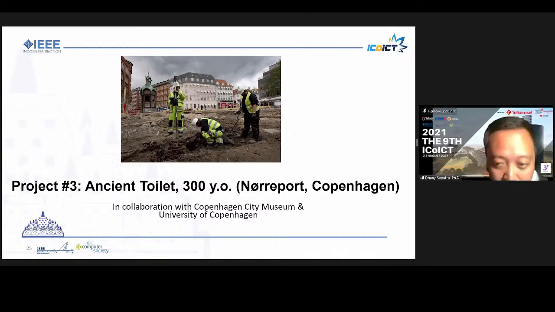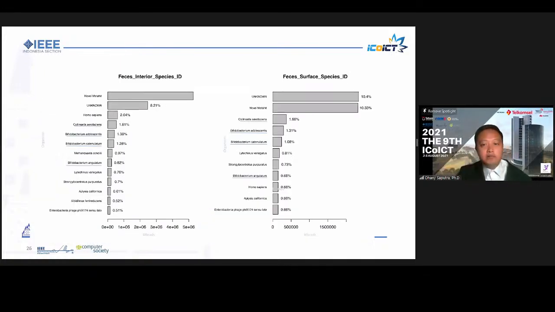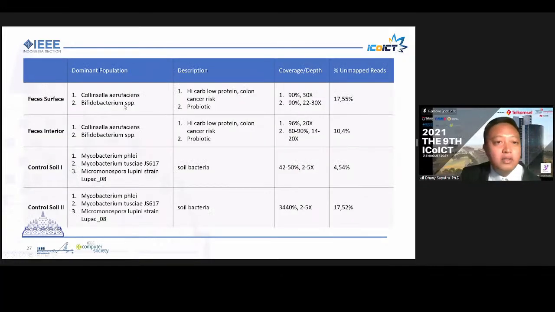When we excavate this toilet, we found the feces is still intact, so we just sequence them, and we found this bacteria in the feces, which shows what people from 300 years ago in Copenhagen ate. We can find the health profile, like they ate a lot of high carb, low protein at that time, and they ate a lot of probiotic.